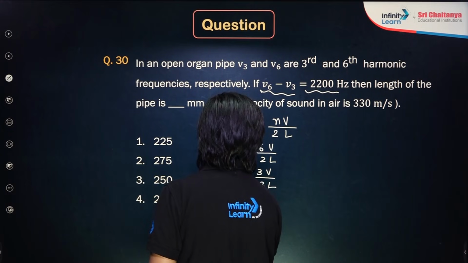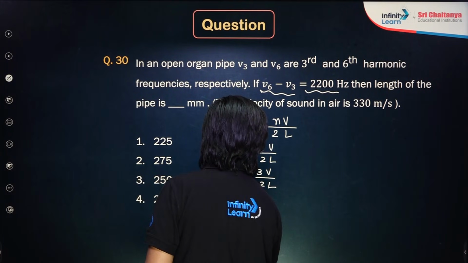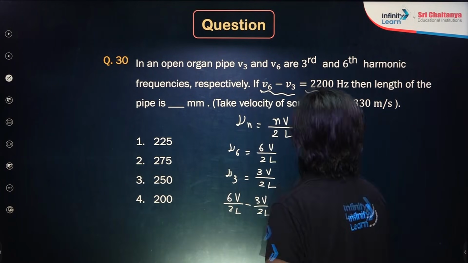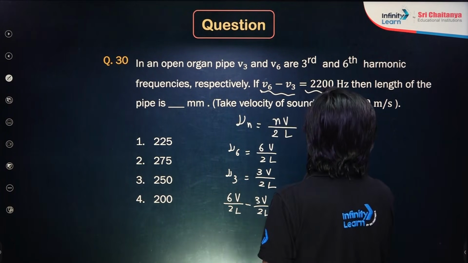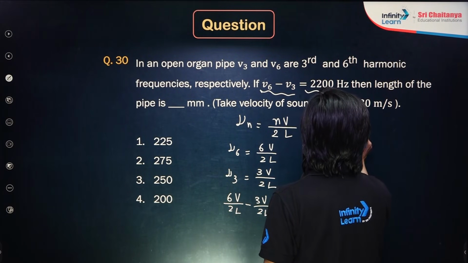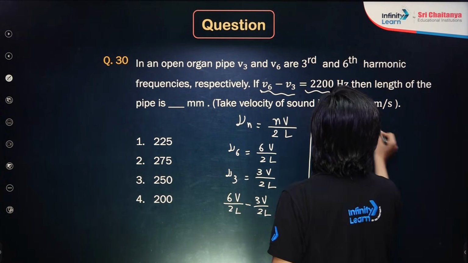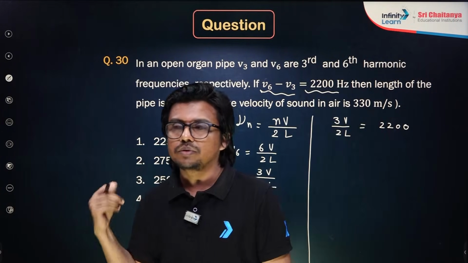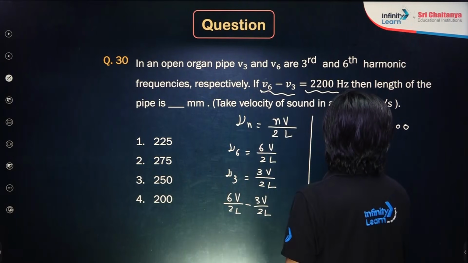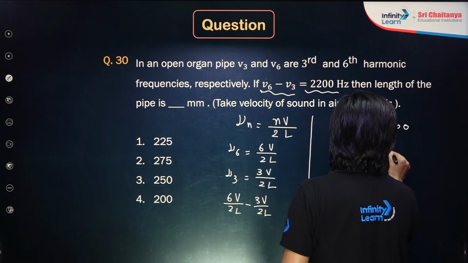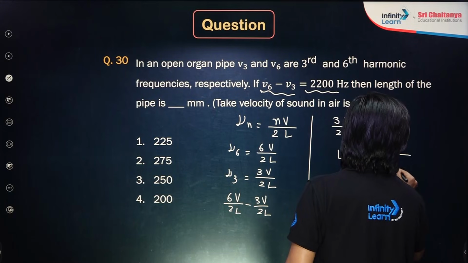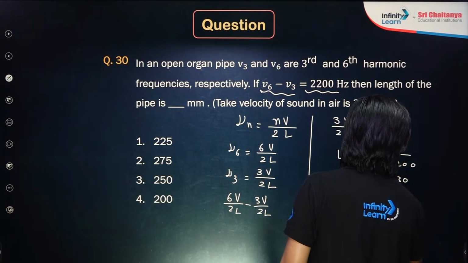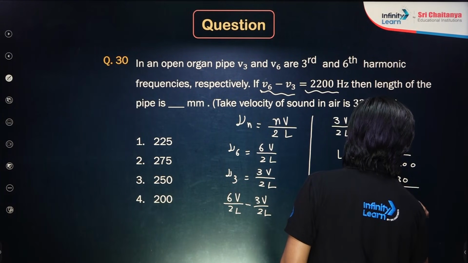If you take the difference, you have 6V by 2L minus 3V by 2L, which is equal to 3V by 2L, and this difference is 2200 hertz. I can write this length is equal to 3V divided by 2 divided by this 2200. So 3 into V, that is 330, divided by 2, divided by 2200.